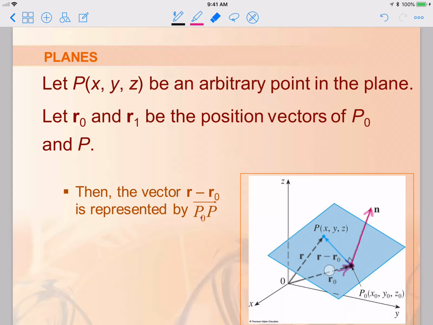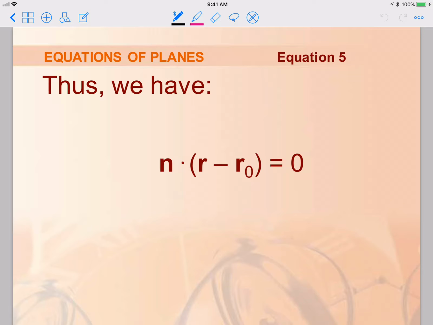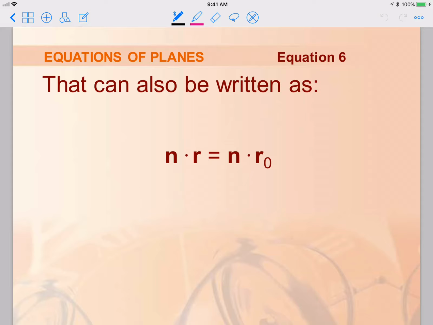Looking at this diagram, we've got our normal vector n, and this displacement vector, which is in the plane. So n dotted with the vector that starts at P naught and ends at P should be equal to 0. We can write out some coordinates for P naught and P. Thus we have n dotted with R minus R naught equal to 0.